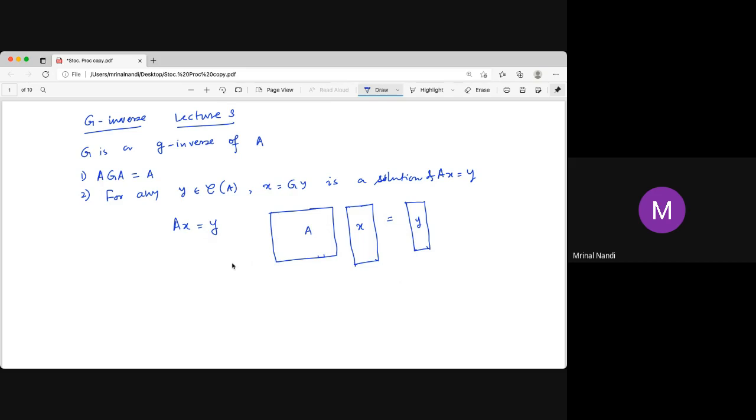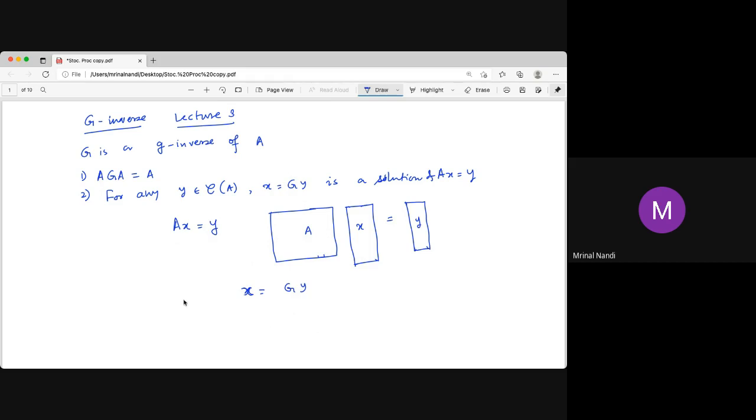If y does not belong to the column space, there is no solution, and then we can't find any x. But if there is a solution, there may be a unique x, or there may be infinitely many x. So what is then G? G is nothing but the reverse way: x equal to Gy. That means now x is a linear combination of the columns.